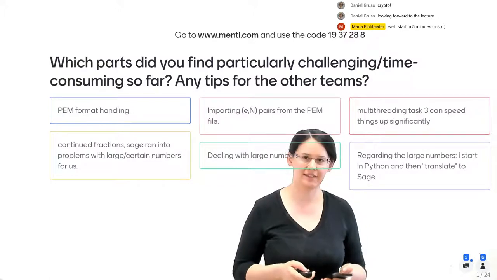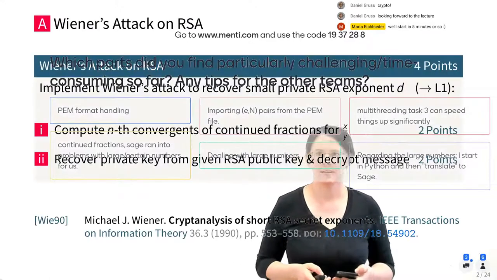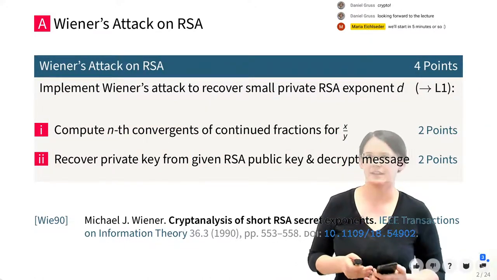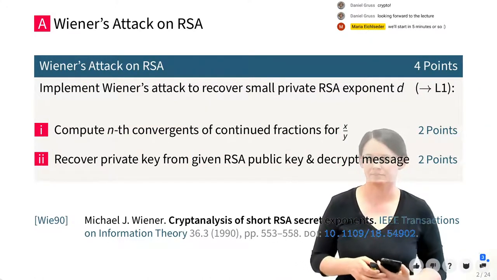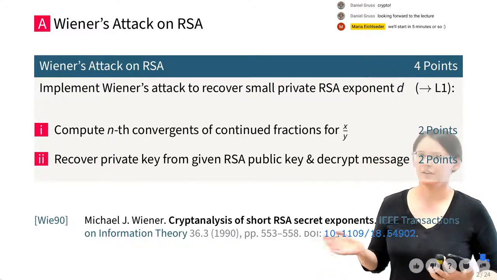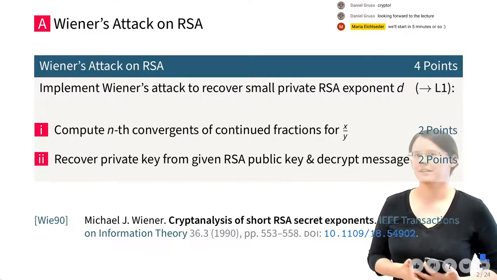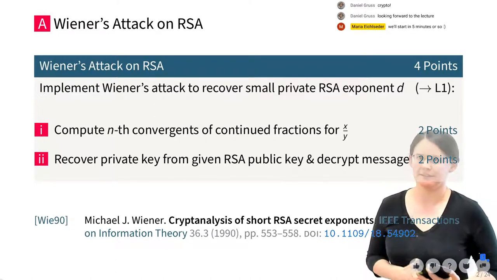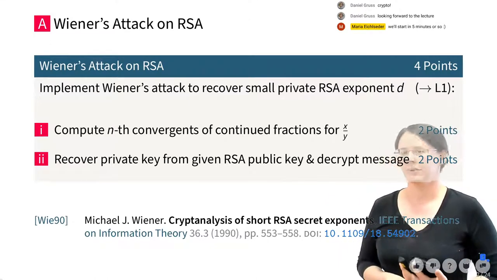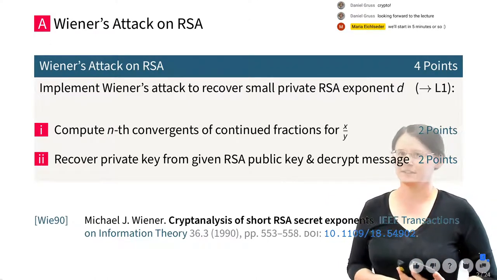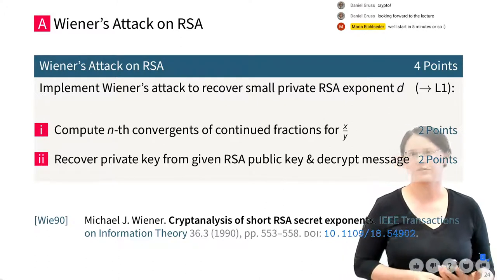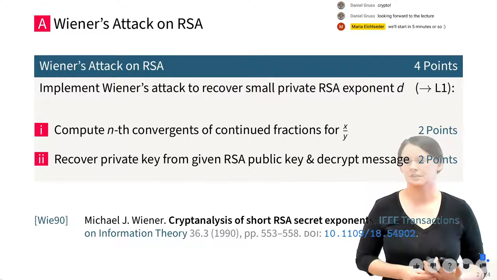So let's have a look at the detailed tasks. So the first one is Wiener's attack on RSA, which is an attack that works in special situations if the private exponent has some properties. And here this task consisted of two subtasks. The first is one that was already mentioned in one of the questions, namely you need to compute the nth convergent of the continued fraction expansion of a number.